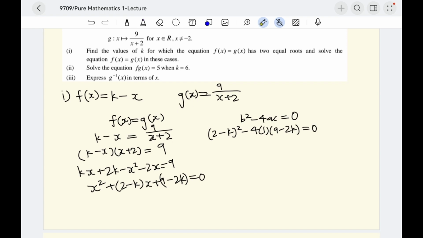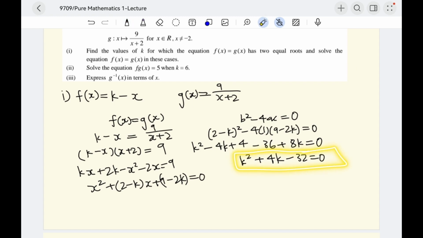So you have 4, k squared minus 4k plus 4, 36, and 8k. Now you will see that this equation can obviously be factorized.